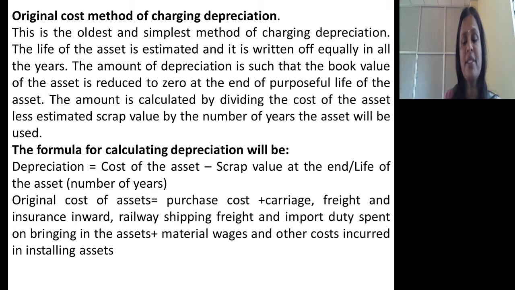Here the cost of the asset is nothing but the purchase cost, meaning what we pay to purchase the asset, plus any cost associated with transfer of that asset from the place of purchase to the place of your work or where you are installing it, and all the costs you incur to install that asset. The sum of this is nothing but the cost of the asset. That's a very important thing to be taken care of.